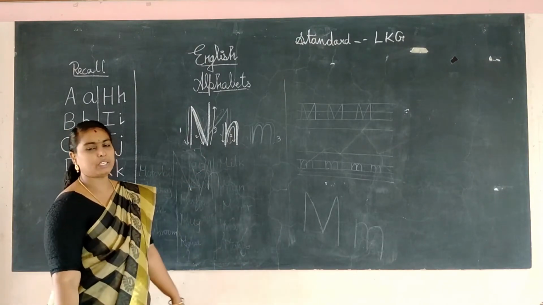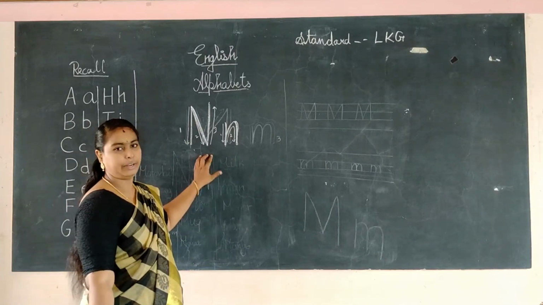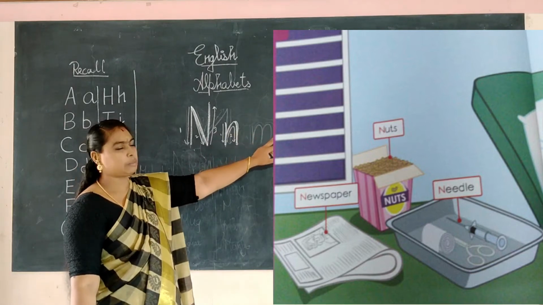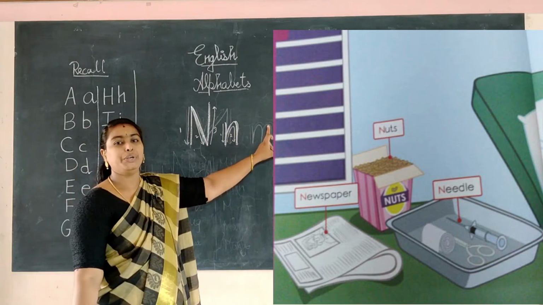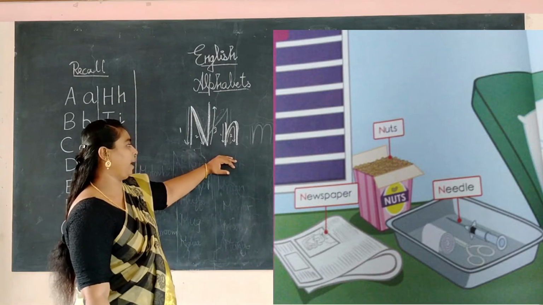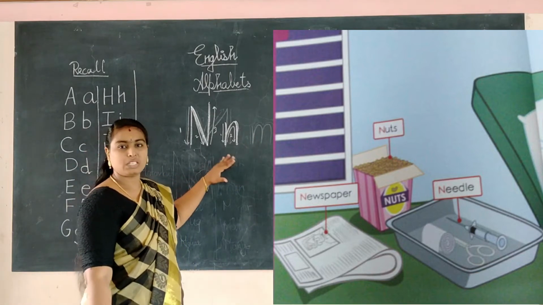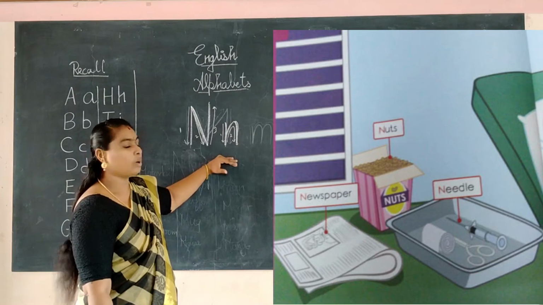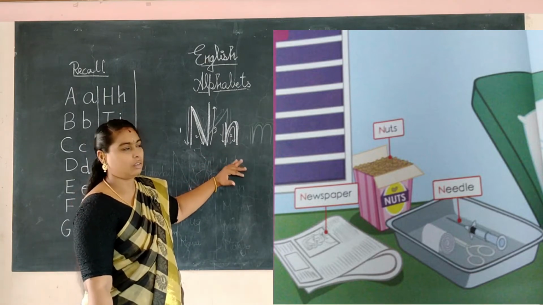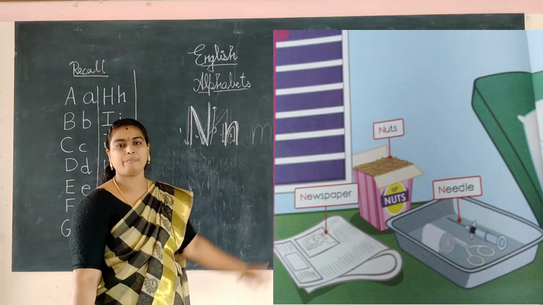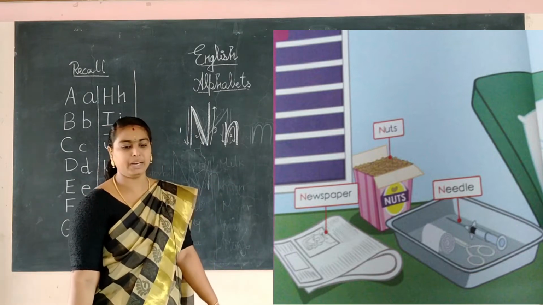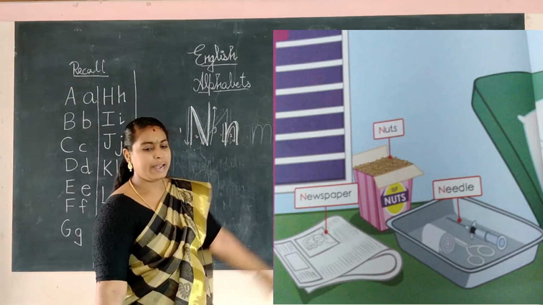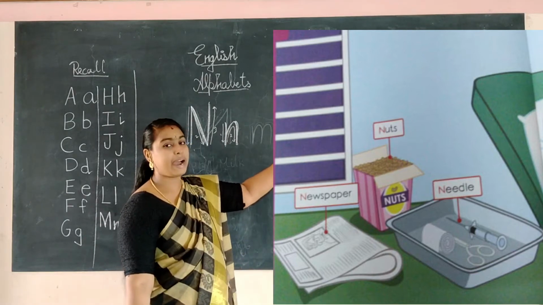Now let me see some words of letter N. N la irundhu nama konjam words parapom, okay va? See the picture. Newspaper. What is this? Newspaper. And what is the sound of N? Say newspaper. The next is nuts. What is this? Nuts. Say nuts.